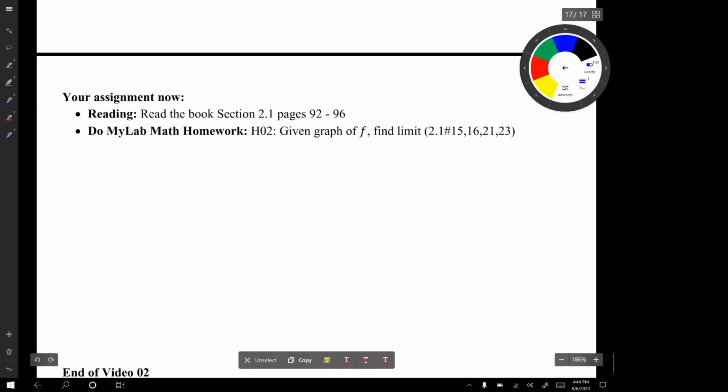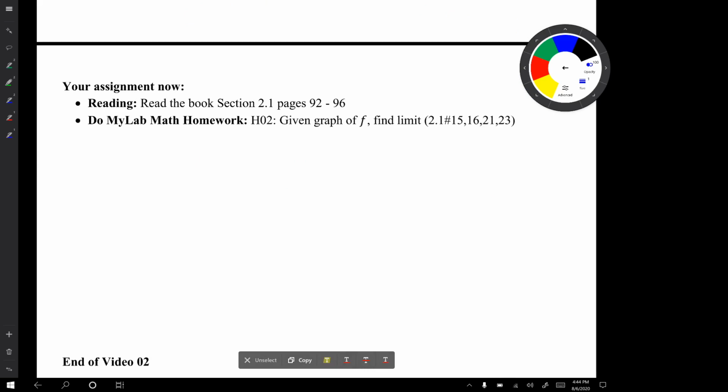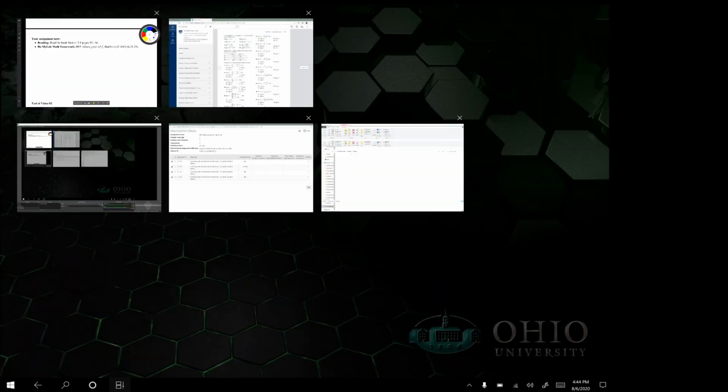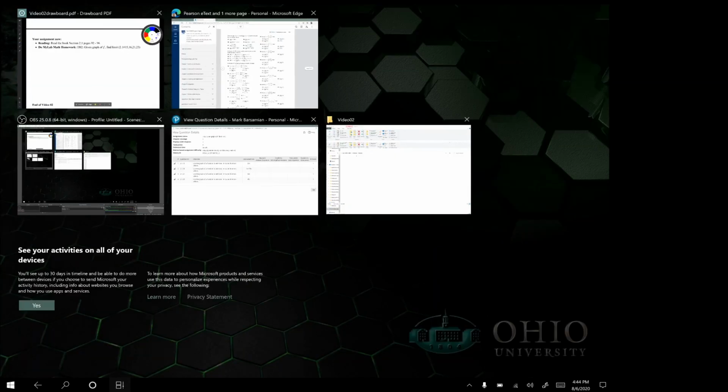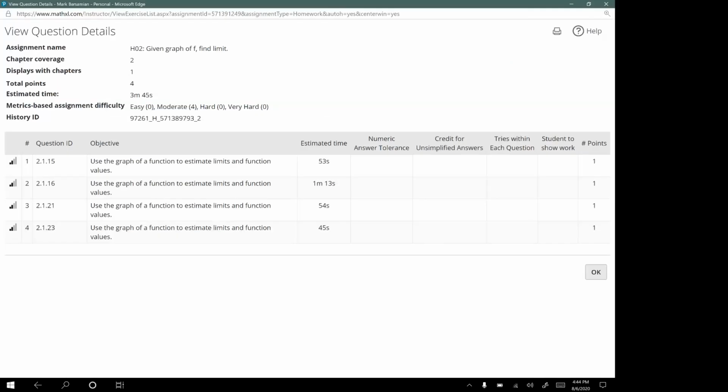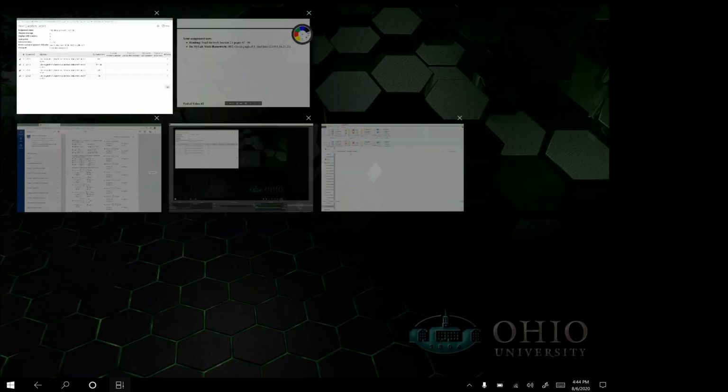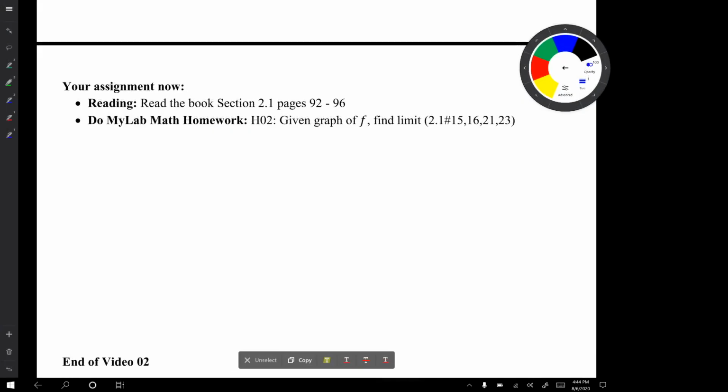All right, so your assignment, as I mentioned before, is to read the book section 2.1, pages 92 to 96, and to do the MyLab math homework assignment number 2. And that's these 4 problems. Now let's go look at those problems. Those 4 problems are all about using the graph of a function to describe limits and function values. So those are just like the problems that we just did. All right, well, so that's the end of video 2, and I'll see you in the next video.